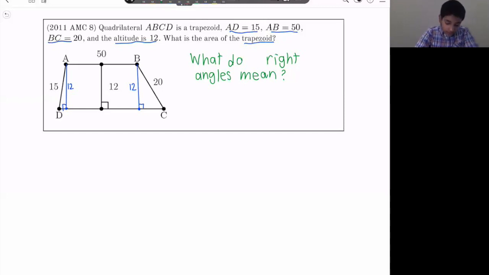Okay, so here's another hint. Right angles typically mean the Pythagorean theorem or Pythagorean triples.